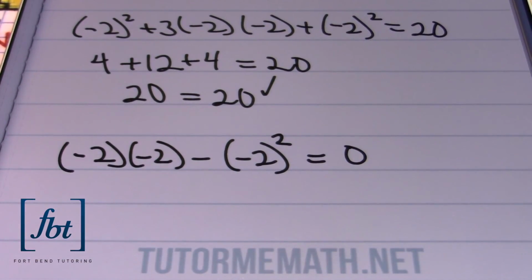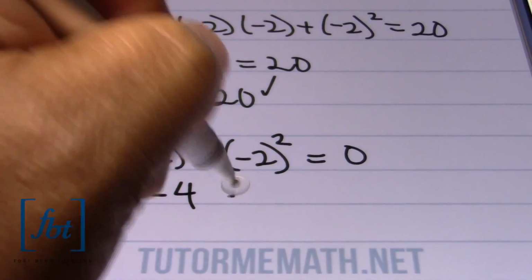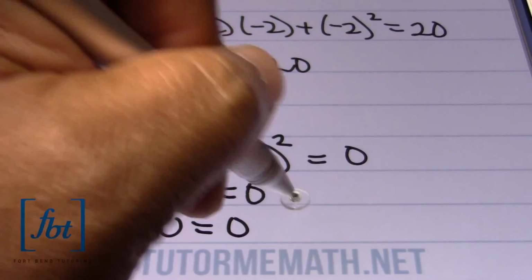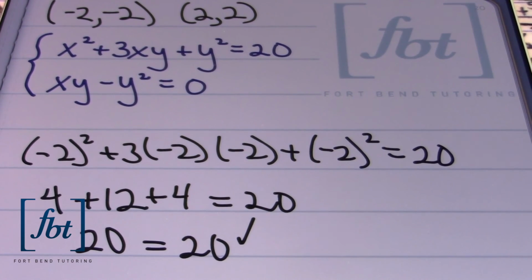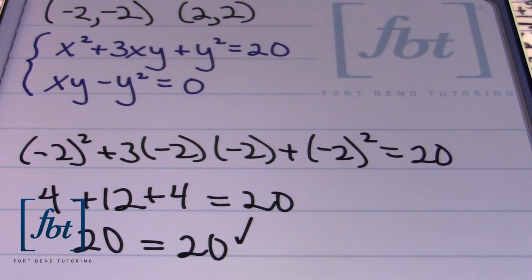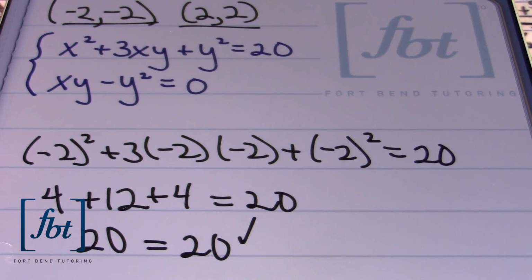We know that -2 times -2 is 4, minus (-2) squared is 4, and 4 minus 4 is 0. So that checks out, and that works just fine. Well, seeing how that point works out, you guessed it, 2 will work out just fine as well. And so therefore, all 4 potential points are solutions to our system.